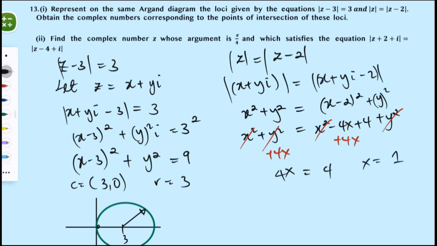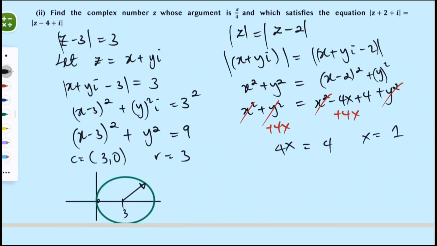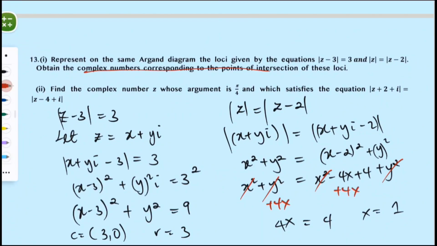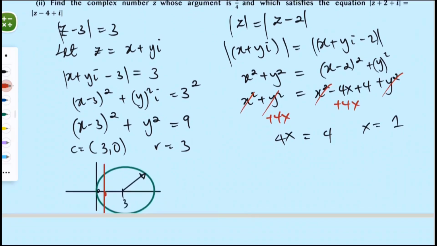So the locus of this is actually a straight line. Like I said, it can be a curve, it can be anything, it can be a circle. So I'm just going to draw x = 1. If this is 3, 1 must be right over here. It passes through that point. So let's just do it like this. That's the second locus.